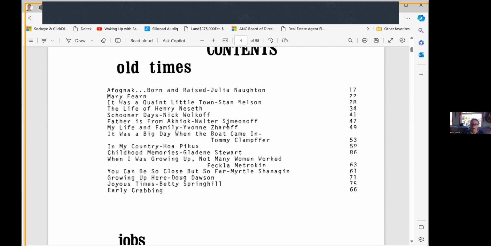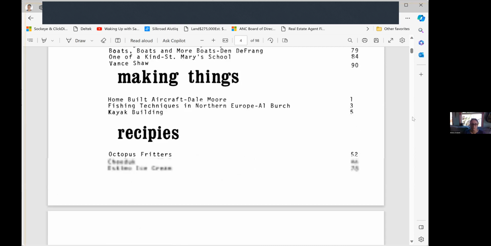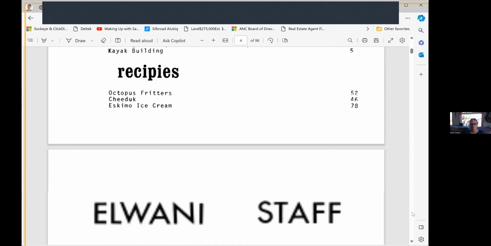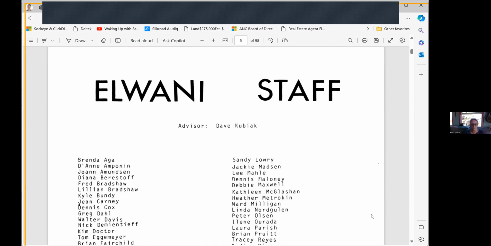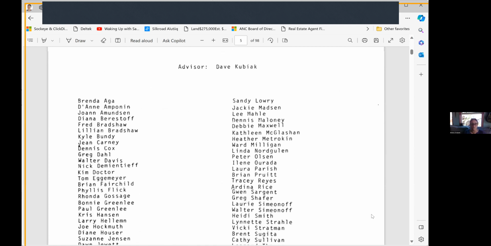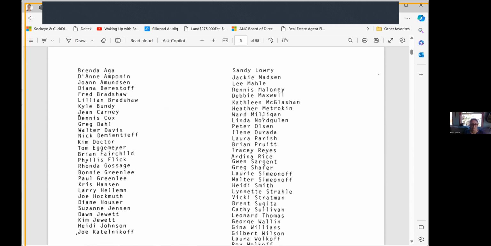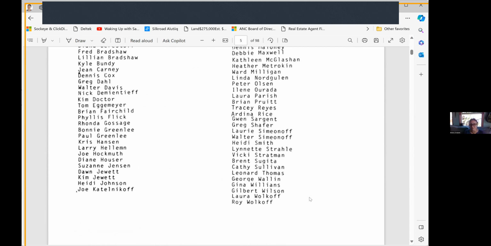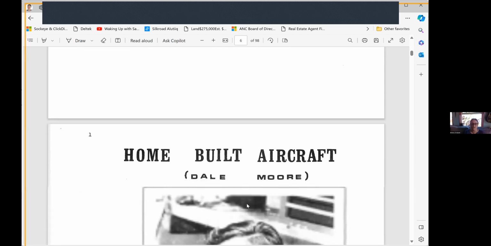Some of them were Alutiiq, not all of them, but you could see by the names, most of these people were Alutiiq. So they're all English interviews that the kids did, and then they pretty much wrote them as transcripts. Some of them have recipes in it, as you can see, or how-tos. It gives credit, so Dave Kubiak is listed, and then you can see the names of the high school students. There are people in their 50s and 60s now that were students of his back in the day at Kodiak High School.